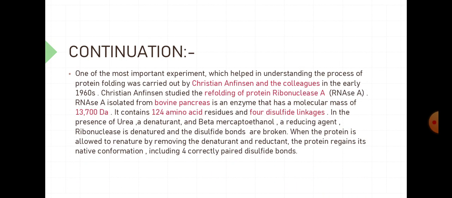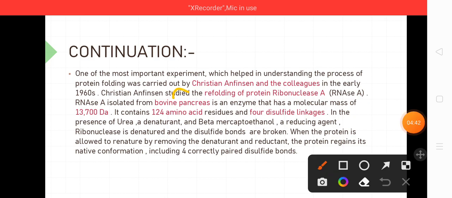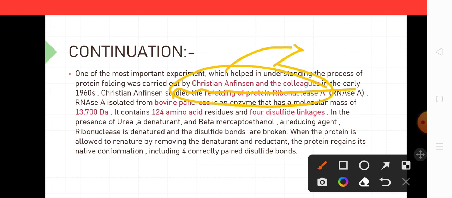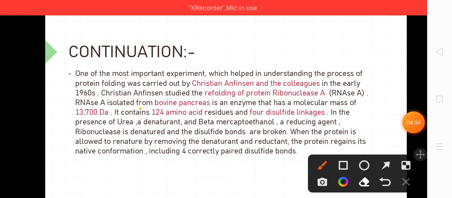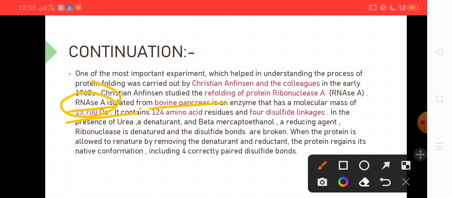So now let's come to the main topic of today's video, that is Christian Anfinsen and his colleagues' experiment, which is the first and most basic experiment to study protein folding. Okay, so what he did: he isolated RNase A, that is ribonuclease A, from bovine pancreas, which is an enzyme of molecular mass 13,700 Dalton, and this particular protein consists of 124 amino acids with 4 disulfide linkages.